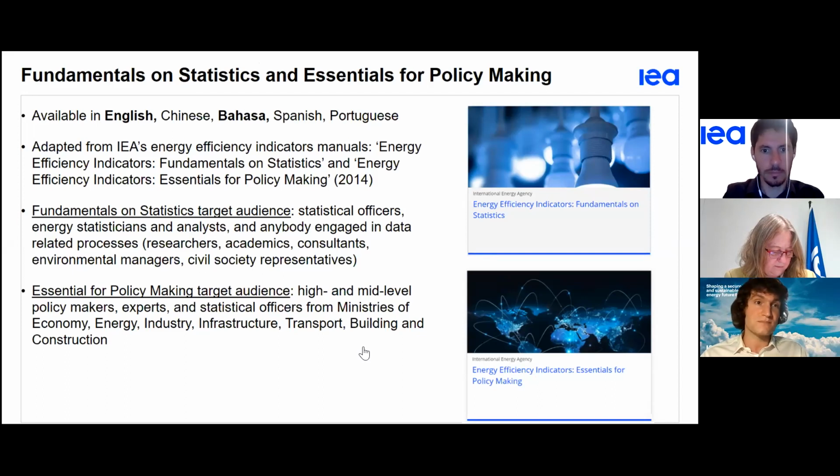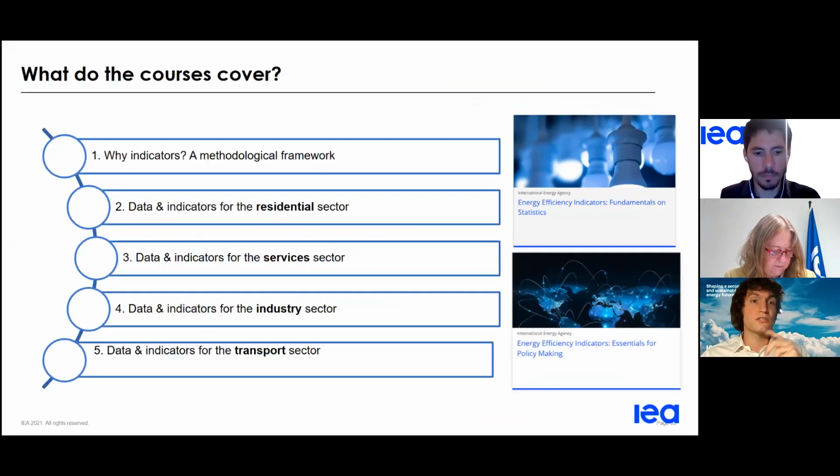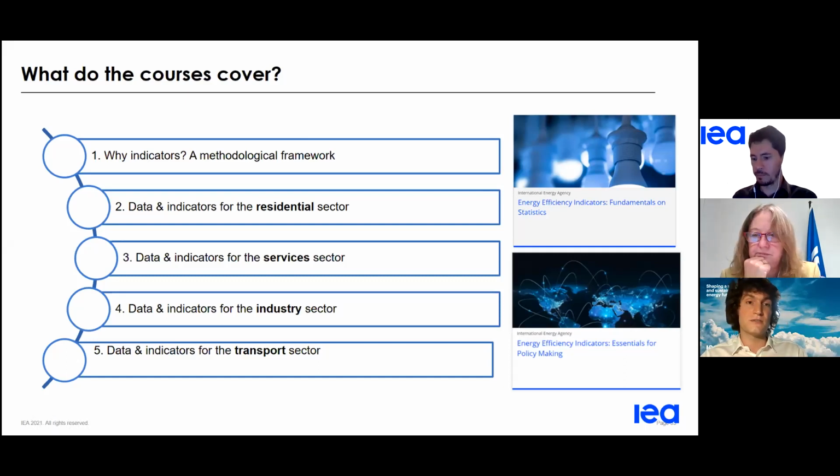Next slide, please. So in terms of what the course covers, the first module looks at why indicators, a methodological framework. As Victor mentioned earlier, in these modules, you'll get to know about key concepts, the IEA methodological framework for identifying and developing disaggregated energy efficiency indicators for effective policies, and it looks also at data collection methods. And then you've got 4 different modules that are looking at 4 different sectors: residential, services, industry, and transport. In each one of those, you'll have an overview of energy consumption in each of these sectors. It looks at relevant energy efficiency indicators for each sector, approaches to data collection, interpretation, and dissemination.